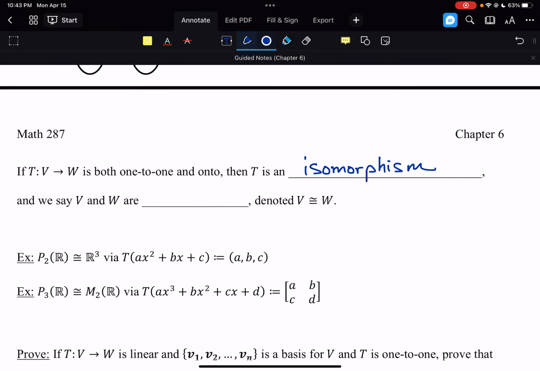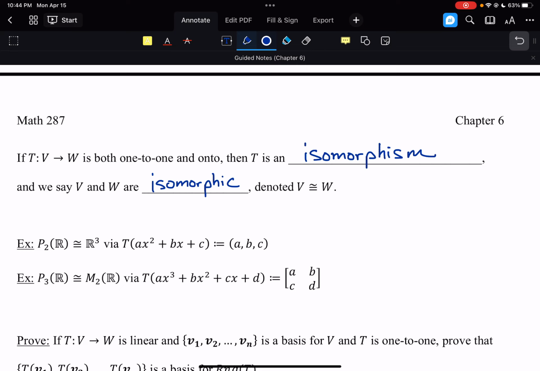Or in other words, we say that the vector spaces are isomorphic to each other with this notation. It looks kind of like a congruent equation. So these are isomorphic vector spaces; this forms an isomorphism. So a couple of examples, just standard examples here.